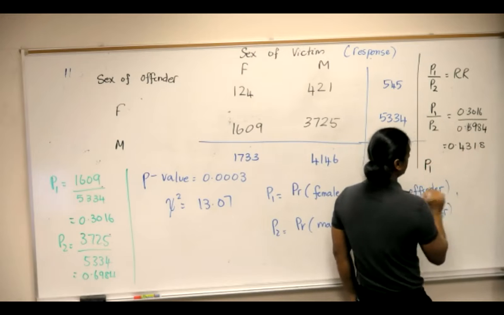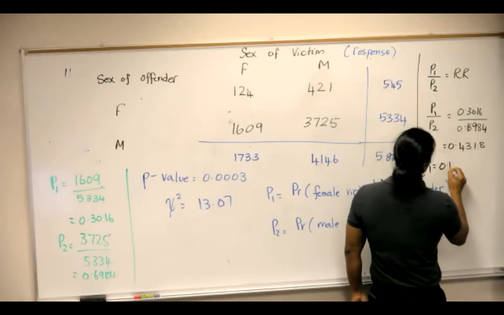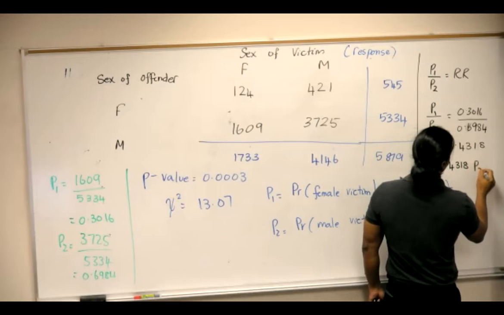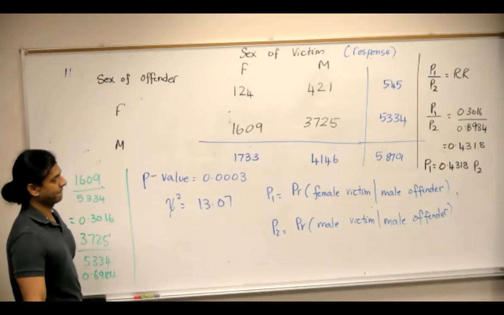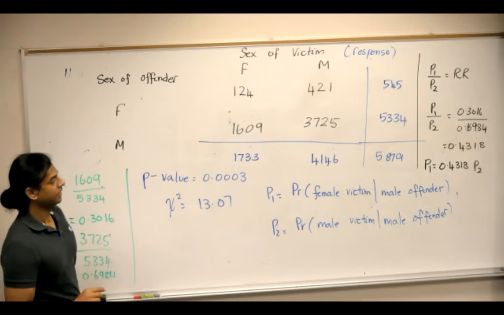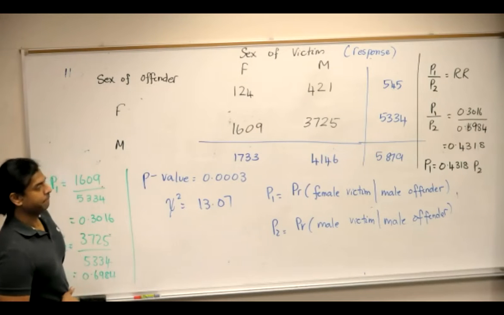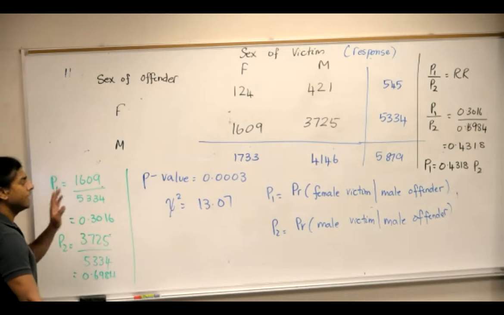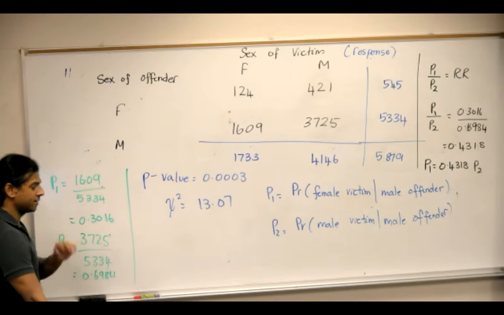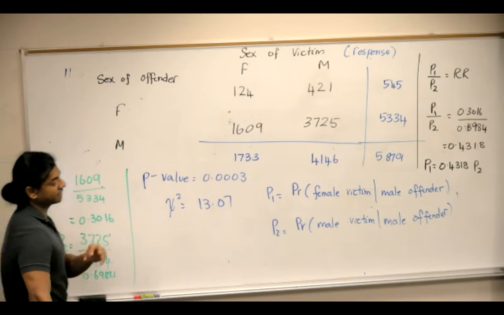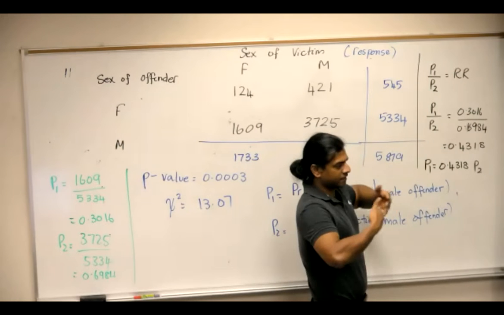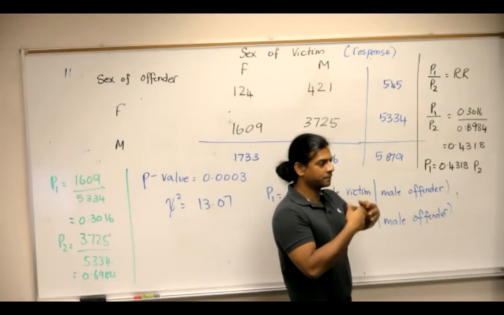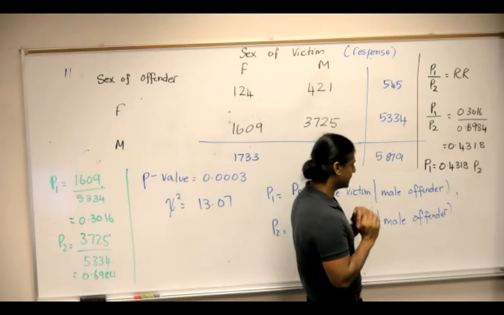So P1 is equal to 0.4318 P2. Correct? Is it significant? Well, we already found an association. All we have to determine now is the strength of that association. That relative risk is close to 0. Agreed? It's 0.4318. So significant.